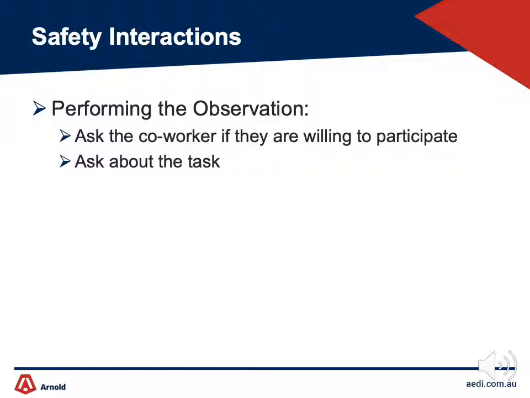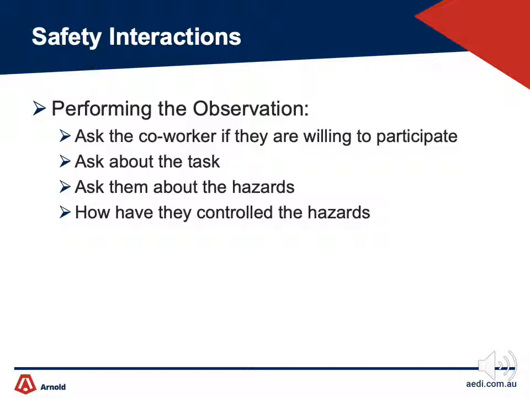Ask the individual what tasks they're performing, and then what hazards are associated with the task and how they're currently controlled. If the co-worker is unfamiliar with the safety interaction process, you can step them through the process, and inform them that the interaction is focused on reviewing the work practice, and feedback and discussion will occur after a short observation period. The observation should take no longer than 5 minutes. Mention that the process is based upon an open, no blame, no name philosophy.